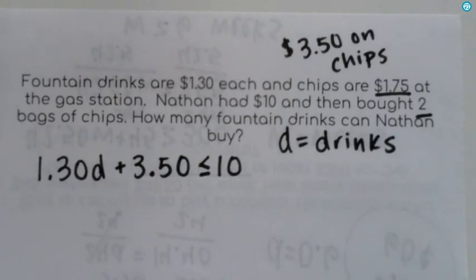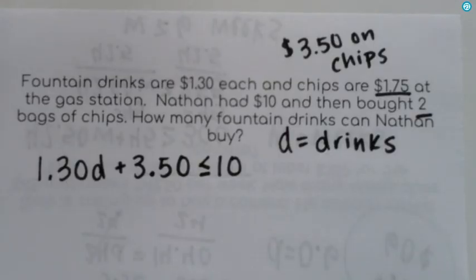Any questions on writing the inequality? Yeah. How do you do which part? The solving or the writing? The writing. 1.30 D. So whoever's making that noise with their glue stick, stop. It's annoying. 1.30 D plus $3.50 is less than or equal to 10.